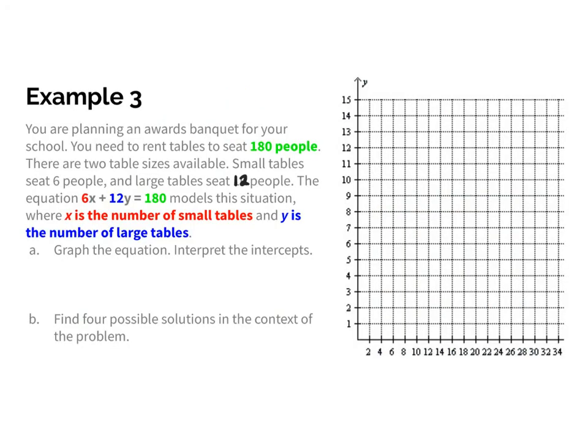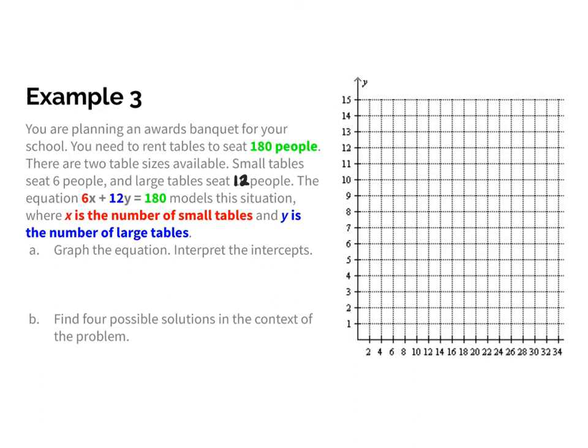All right, the last example we're going to do is a little modeling problem. Here you're planning an awards banquet that needs to seat 180 people total, and what you have to do is rent tables. There are two types of tables you can rent: small tables that seat 6 and large tables that seat 12. Just a quick typo there. It says 10, but it should be 12 people.